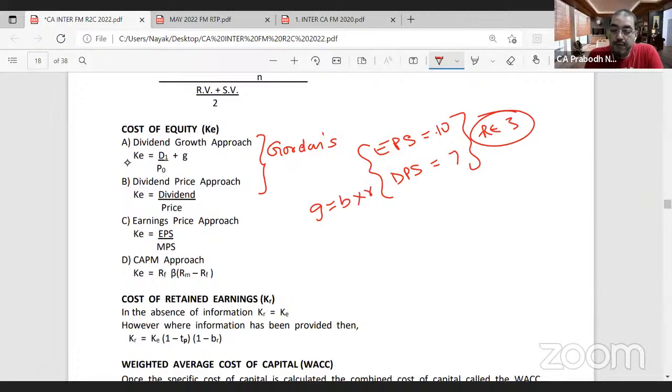What is b? b is the balance, the retention ratio. The balance amount is 3, but you have to calculate 3 upon 10, since out of 10 rupees, it is 3 rupees. So the retention ratio is 3 upon 10. r is your return on equity, which will be given to you in the question. Multiply the two, and you will get your growth rate.